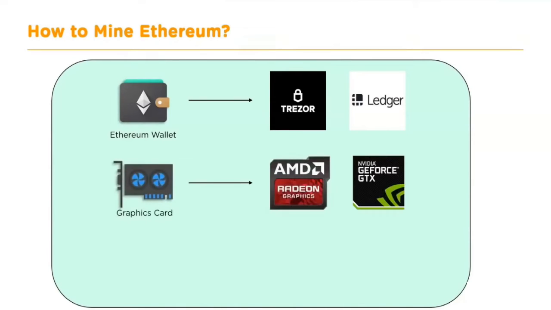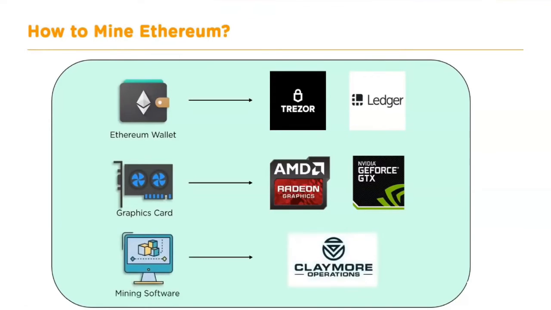Installing GPU drivers or graphics card: after creating your digital wallet, you need to update all the hardware, that is, drivers in your system. You can use two types of graphics cards. They are AMD graphics card and NVIDIA graphics card. Claymore is considered the best software for mining Ethereum on GPU drivers.